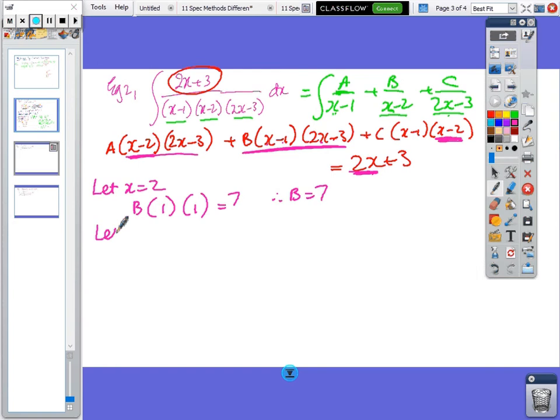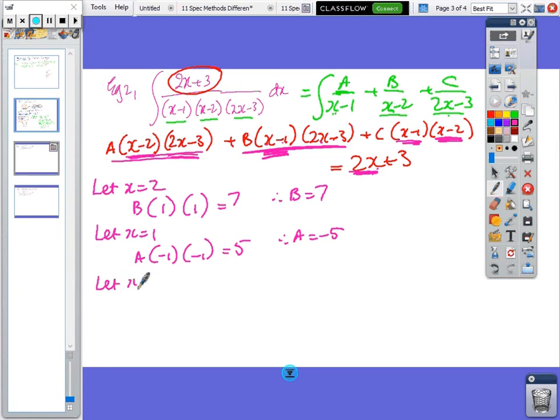So for instance, let x equal 1. So x equals 1 kills that bracket and kills that bracket, so the A bracket is still alive. So we've got A times minus 1 and another minus 1, and then 2 times 1 plus 3 equals 5, so we've got A equals 5. Then think about a number that makes 2x minus 3 go away.